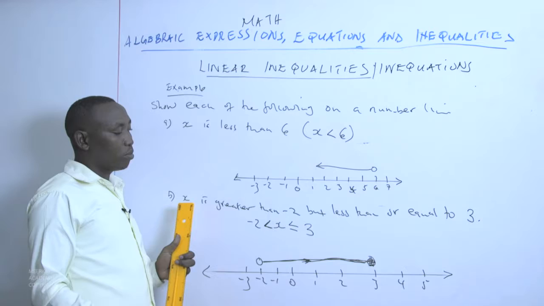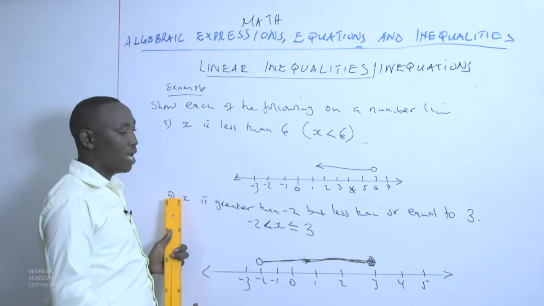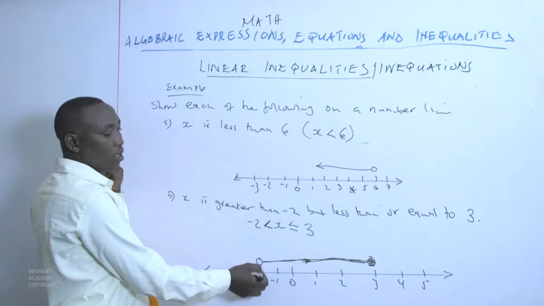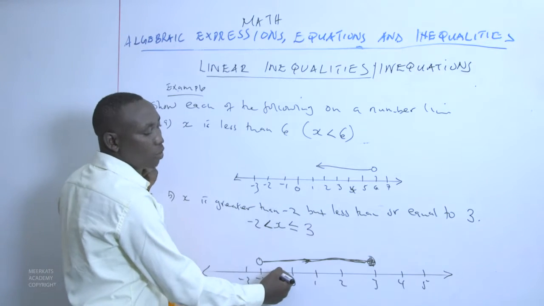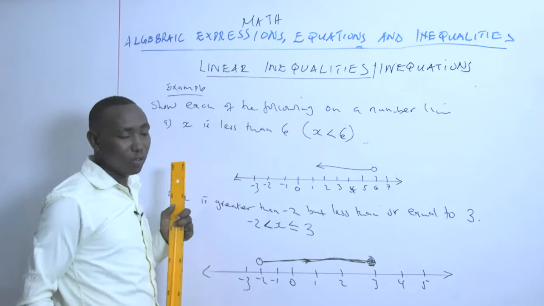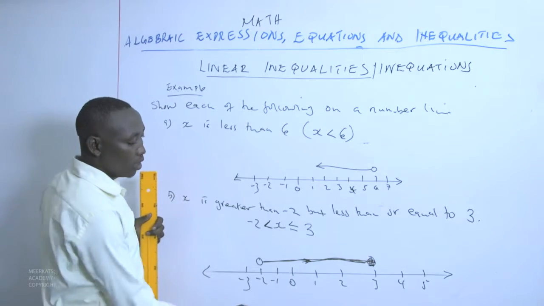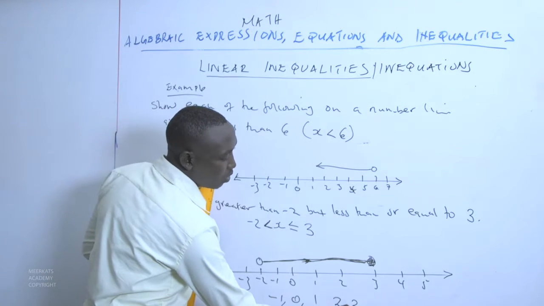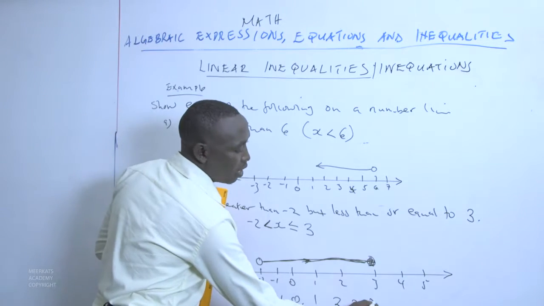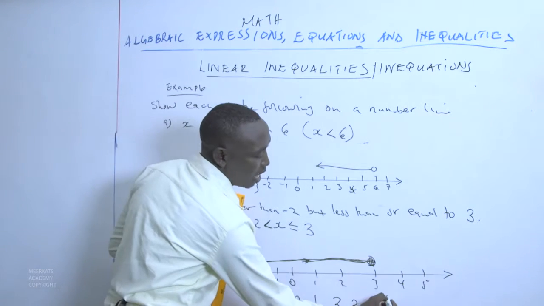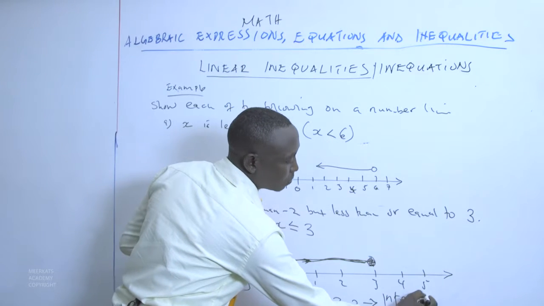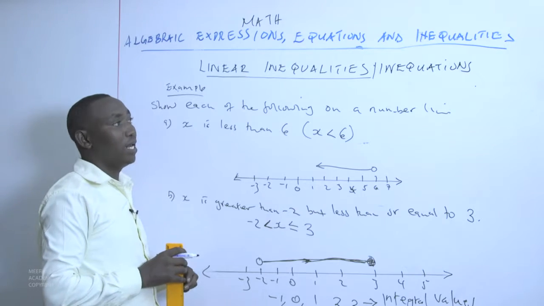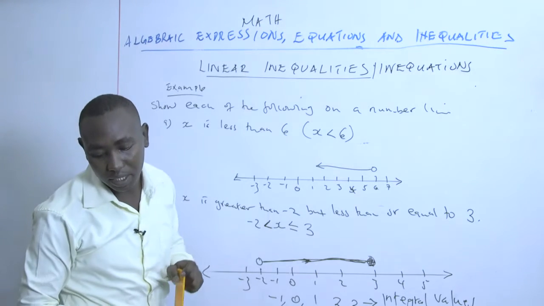So here, if you're asked to provide solutions to this particular statement, we can say that the answers to this question do not include -2, but anything above -2 up to 3, and 3 will be included, so that we can have -1, 0, 1, 2, and 3. These values are normally referred to as integral values. And they are the answers to that particular linear inequation or inequality.